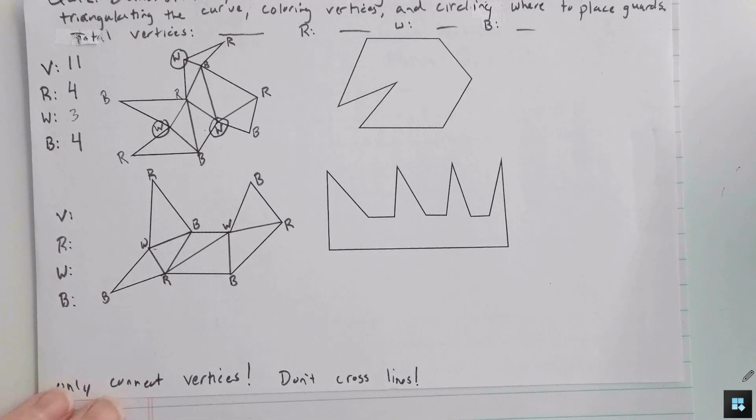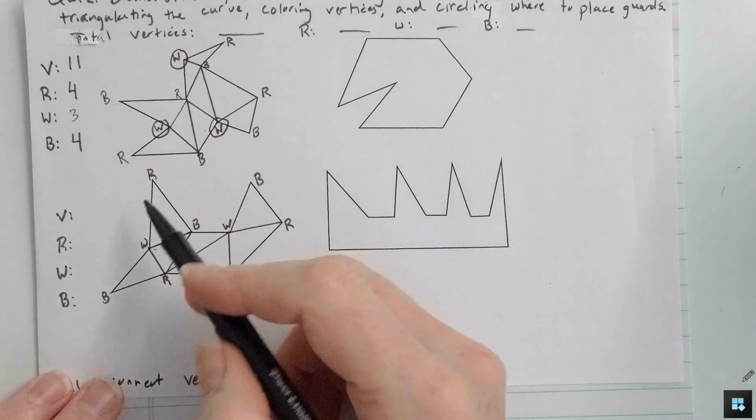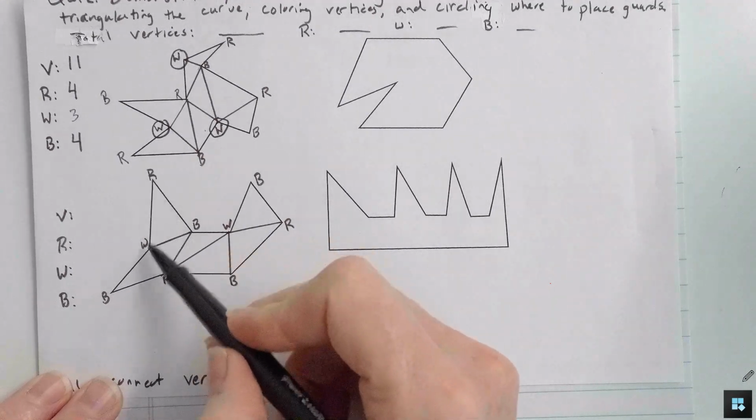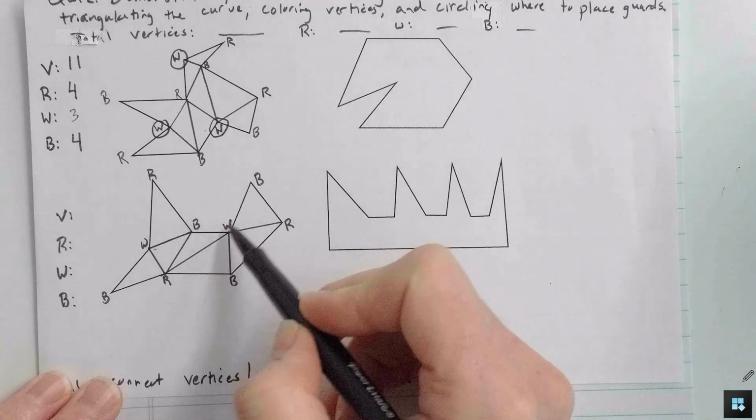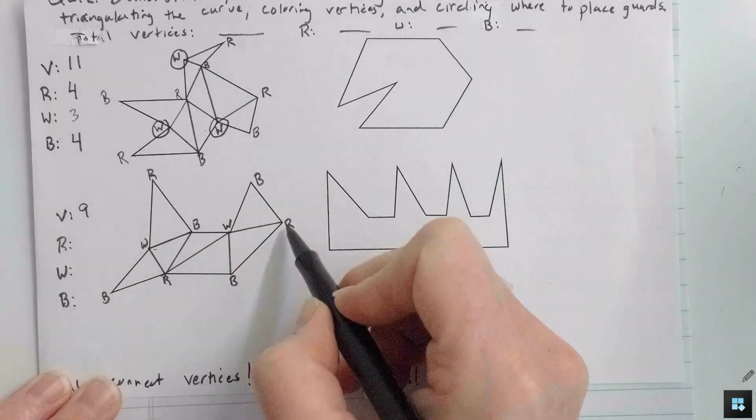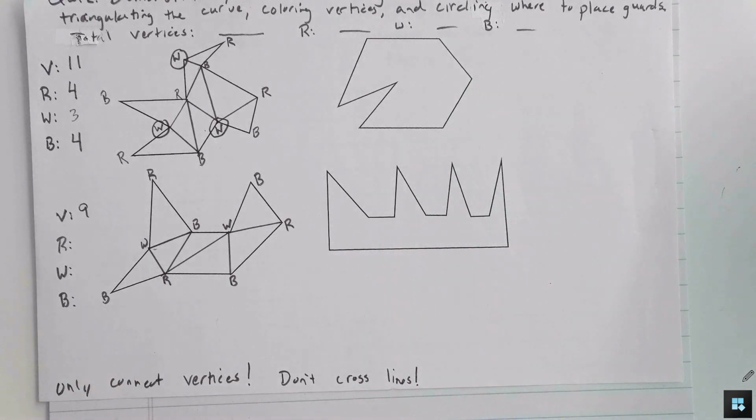So I will go ahead and count how many I have altogether. I'm going to start up here. I better put a dot. Okay. 9 vertices. So the most I should need for cameras is 3. Let's see how this particular triangulation worked out.